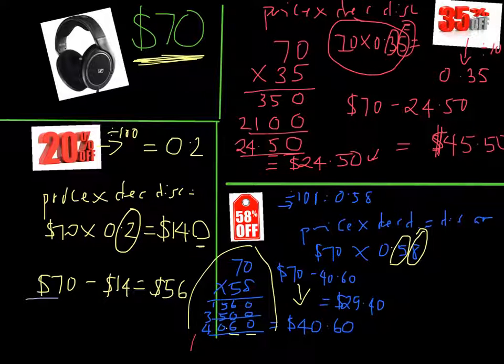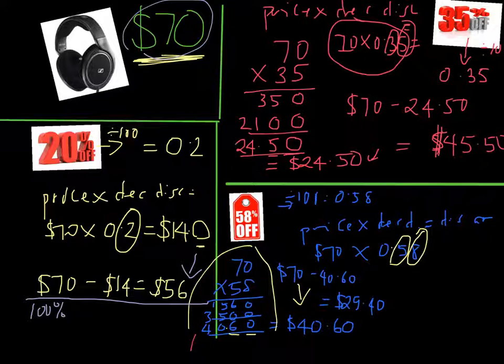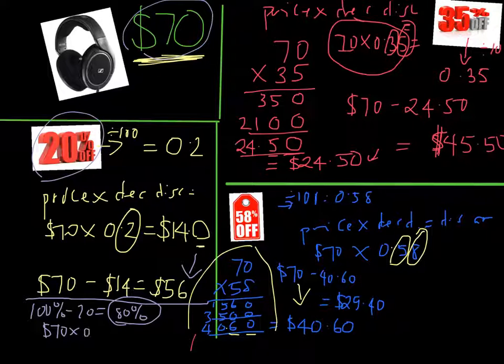I won't specifically model this now, but if you wanted to find straight away the new price, you could have done the other methods. You could have done 100%, so the original price of $70, take away the 20% discount, would leave you with 80%. So we know that the new price, once we take away the discount, is going to be equal to 80% of the original price. So if you did $70 times that decimal, 80% as a decimal is 0.8, you would straight away get to the discounted price.